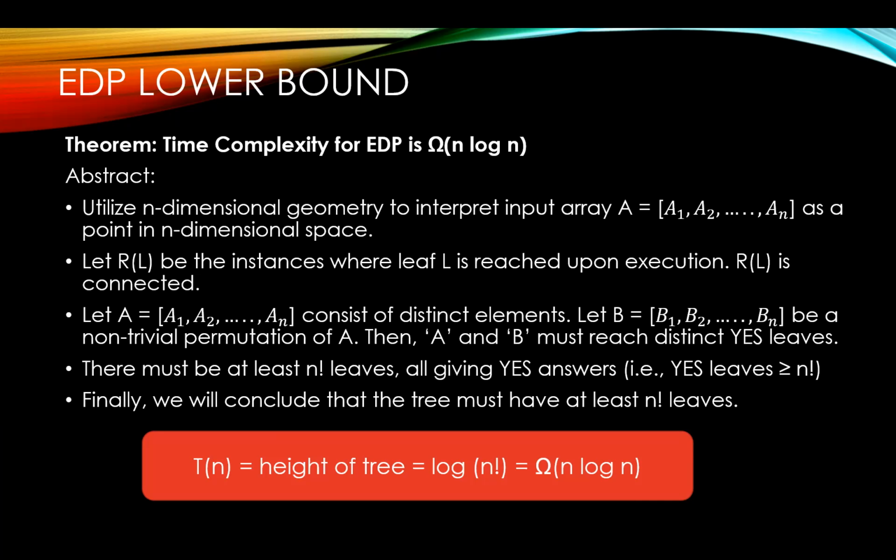Finally, we'll conclude that the tree must have at least n factorial leaves. So the time complexity we'll obtain is that T of n will be equal to height of the tree, which equals log of n factorial, which equals omega of n log n.